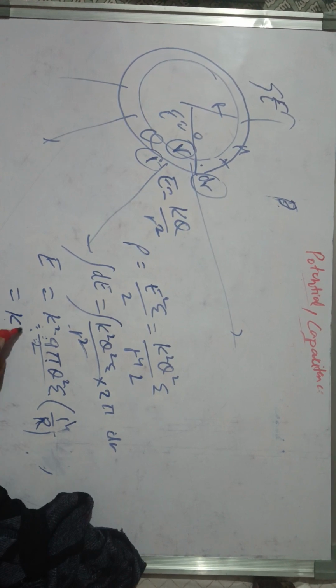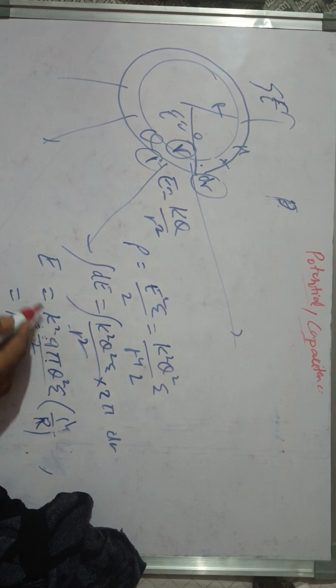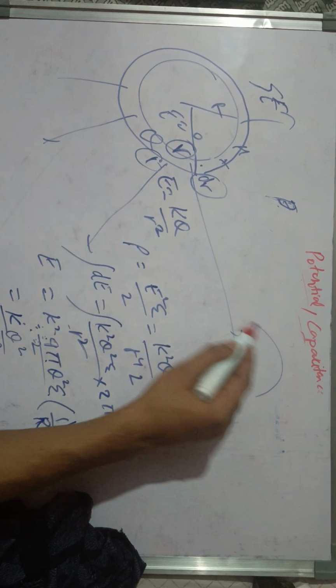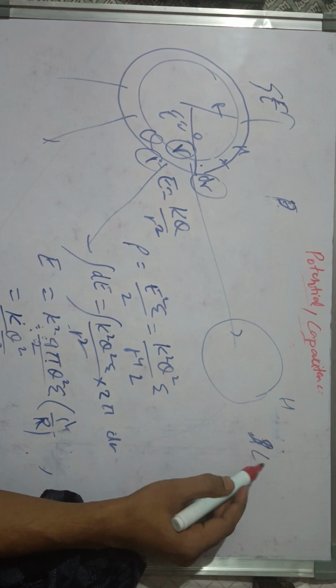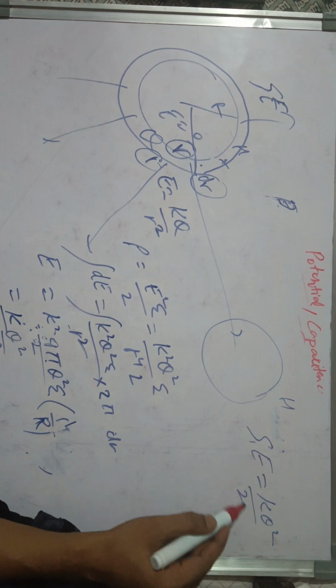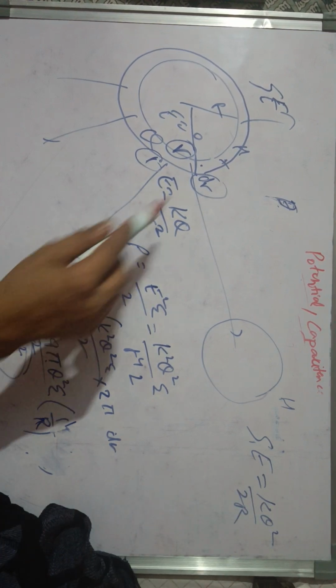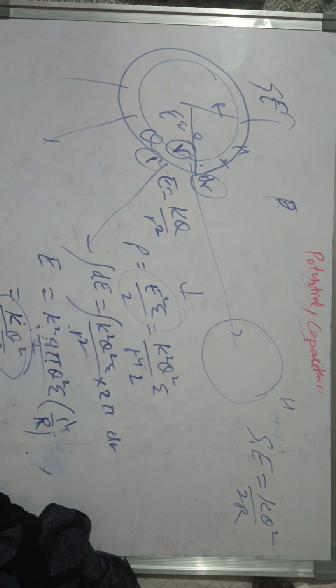So this equation becomes k. This will become 1 upon k. So k cancels k. We will get k upon 2 into q square upon r. And if you remember the self potential energy of a hollow sphere, the self energy of the hollow sphere was k q square by 2r, which is this. So we have verified using this concept of energy density that this formula is correct for calculation of energy.